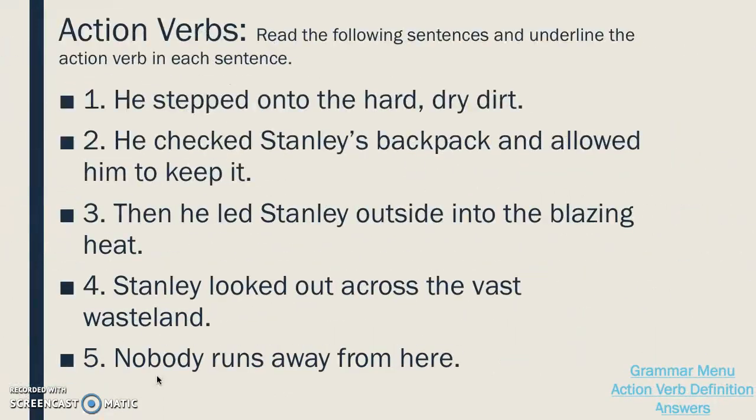Okay, so here's your exercise for action verbs. Now, if there's something you are confused about, just make a note and go ahead and ask me in class tomorrow because we will be going over all of these examples in class. And you want to have questions because this is something that will be on an upcoming test.